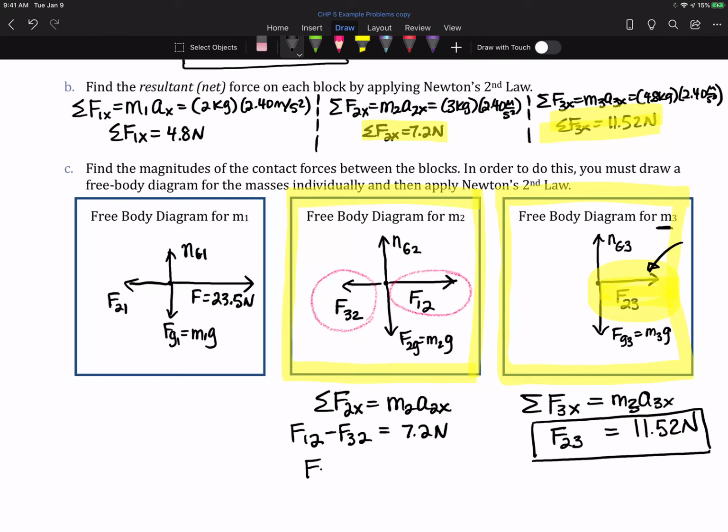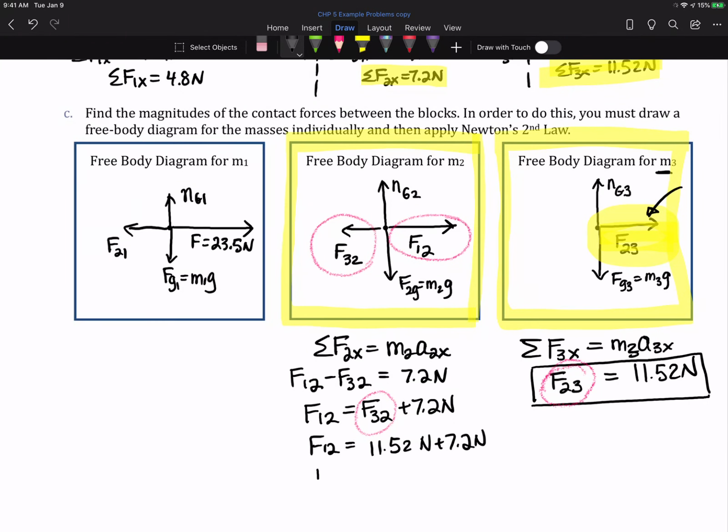So the force that block 1 exerts on 2 is just the force that block 3 exerts on 2 plus 7.2 newtons. Now, according to Newton's third law, the force of 2 on 3 is the same magnitude as the force of 3 on 2. So I can put that value in, and I can determine what is the force of contact between blocks 1 and 2, and I get 18.72 newtons.